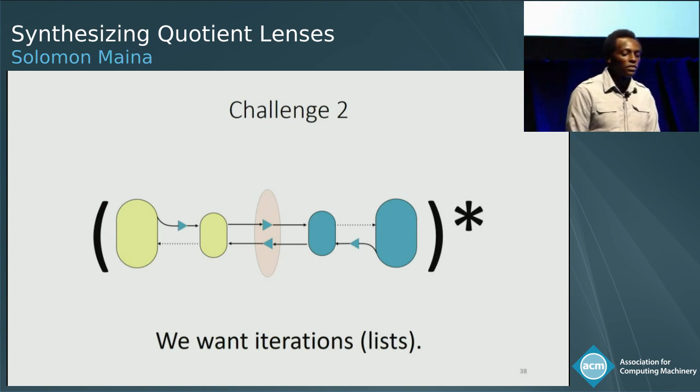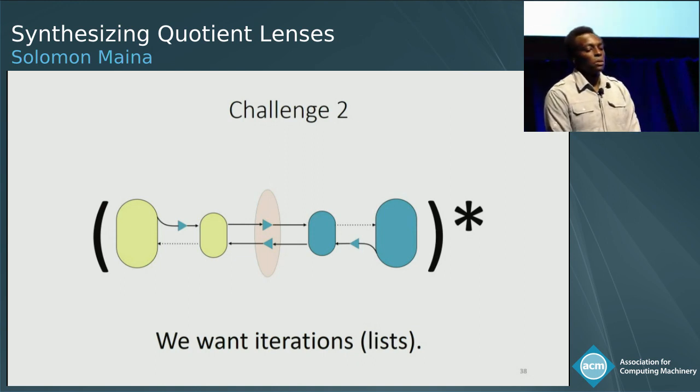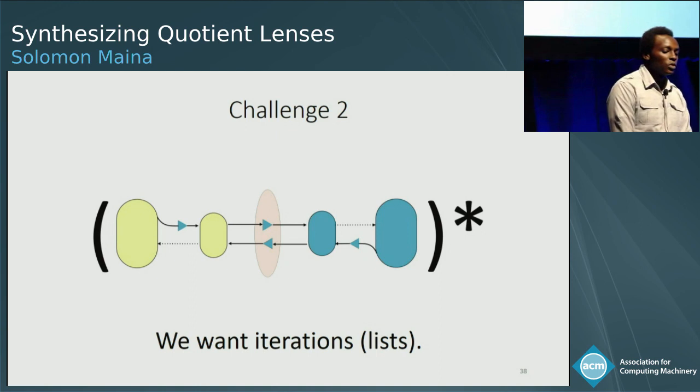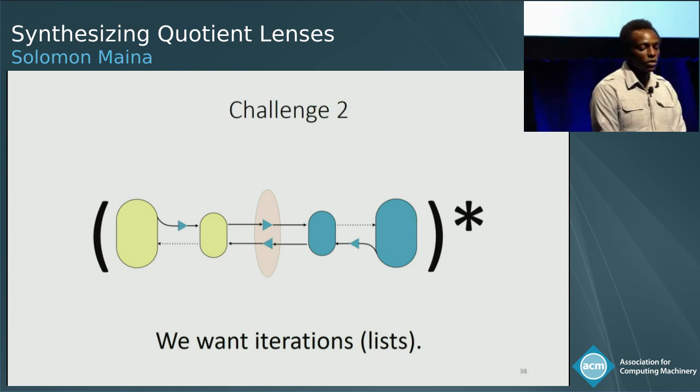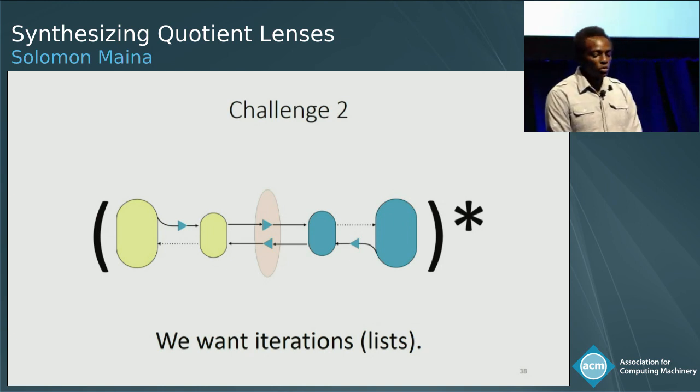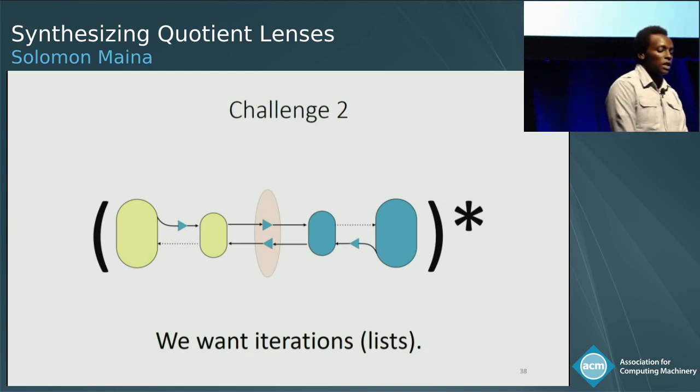And we want to define iterations. So another way of saying this is we want to define lenses on lists. So if we have a lens from S to T, we want to be able to define a lens which, given a list of S's, gives us back a list of T's.